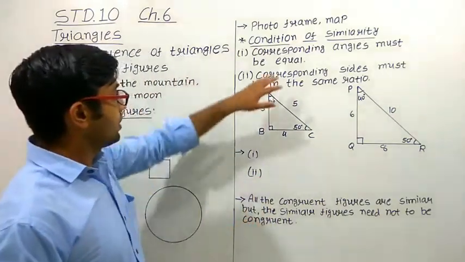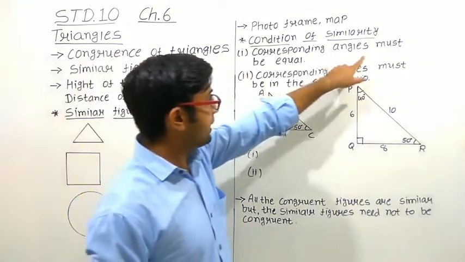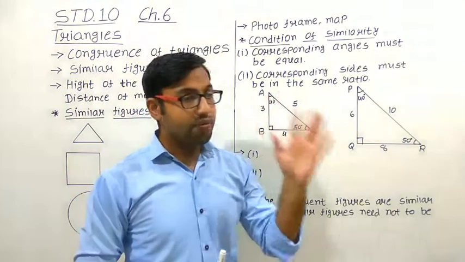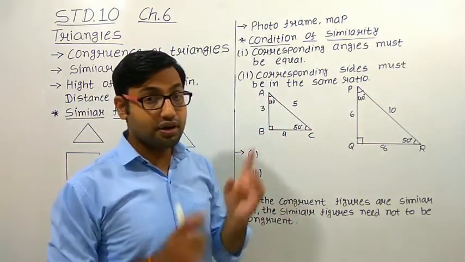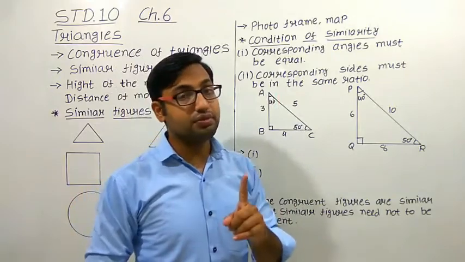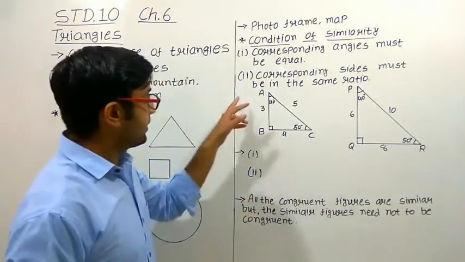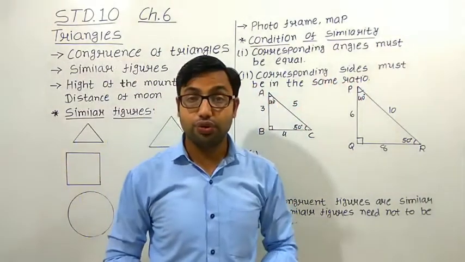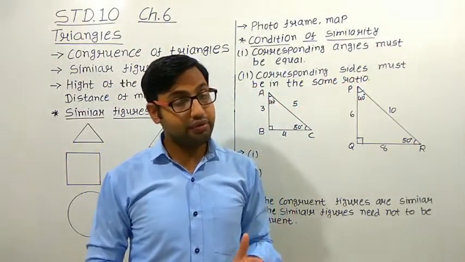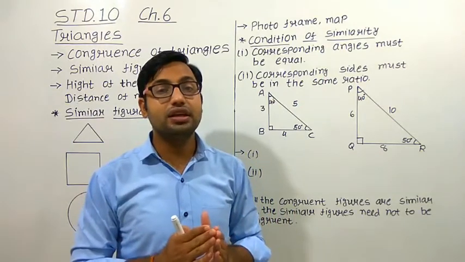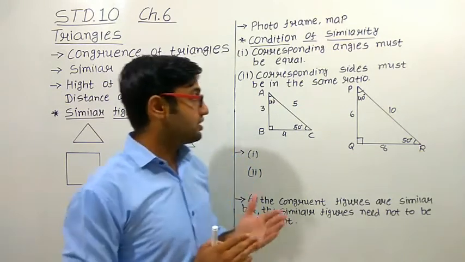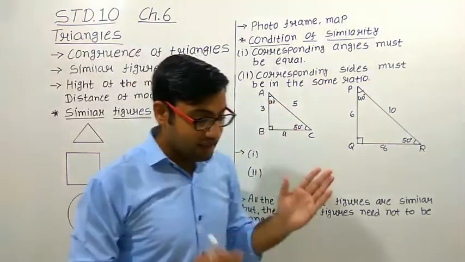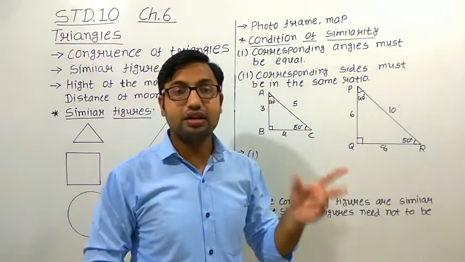The two conditions are: first, the corresponding angles must be equal. Whatever the shape we have, however many angles there are, that doesn't matter, but all the corresponding angles must be equal. Second, corresponding sides must be in the same ratio. Whatever the figure we have, its corresponding sides must be in the same ratio. If these two conditions are satisfied, then we can say that the two figures are similar figures.